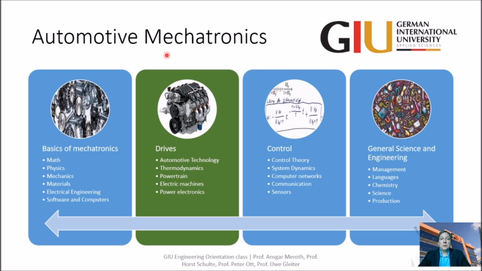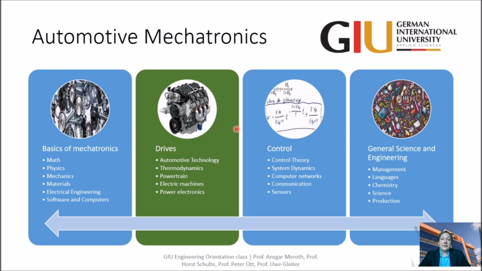Then the two blue boxes show you the commonalities between the mechatronical subjects. For instance, the basics of mechatronics like math, physics, mechanics, materials, electrical engineering, and of course software and computers. But on the other hand, control, with control theory, system dynamics, computer networks, communications, and sensors.